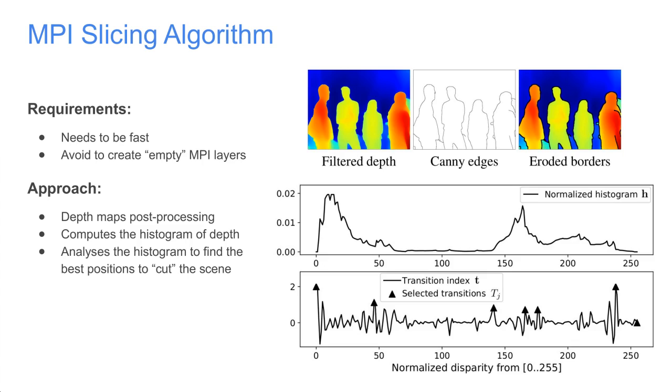The second component of our method is the MPI slicing algorithm. It needs to be fast even for high-resolution images and should avoid creating empty image layers. For this, we proposed a three-step approach. First, post-processing depth maps to reduce artifacts and reduce the smoothness of the borders. Then, we compute a normalized histogram, which describes a general depth distribution in the scene. The final result here is a slicing algorithm that cuts the scene on regions with higher depth discontinuities.